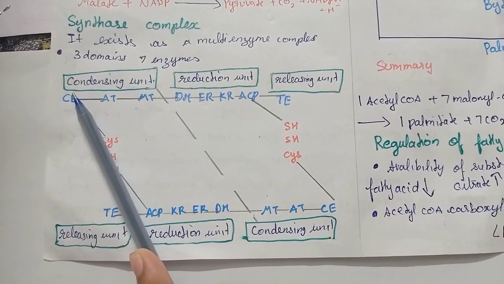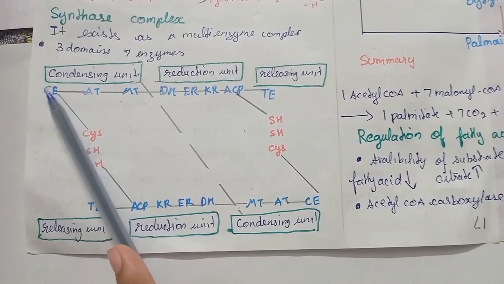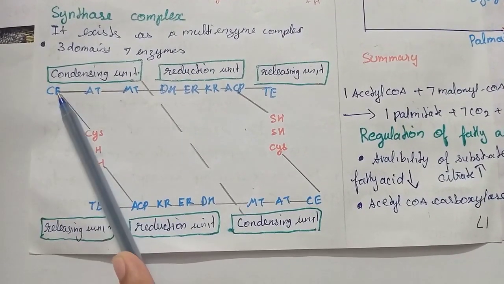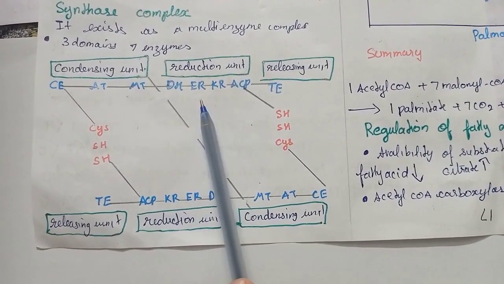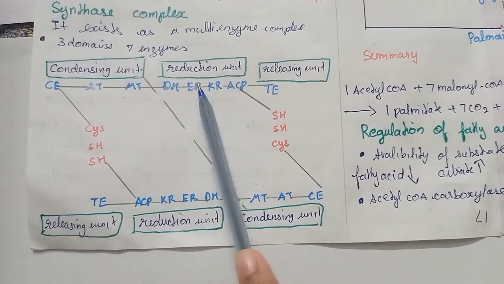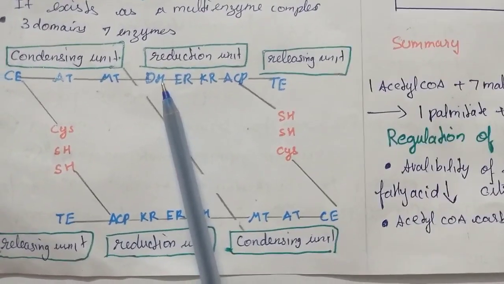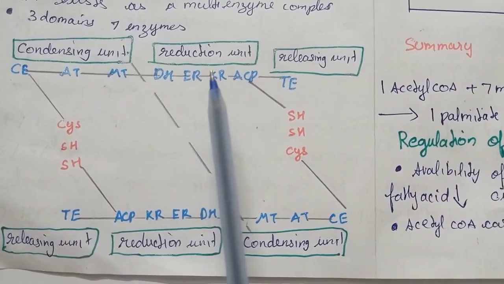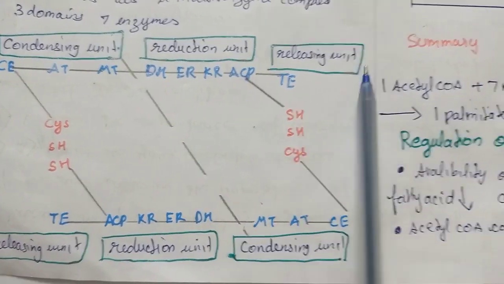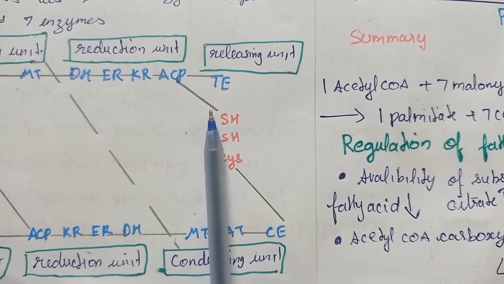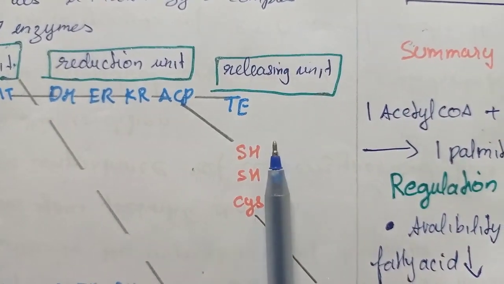First domain or condensing unit, it consists of the following enzymes, that is beta-keto-acyl synthase or condensing enzyme, acetyl transferase, and malonyl transferase. The second domain is called the reduction unit. It consists of 4 enzymes, that is dehydratase, enoyl reductase, beta-keto-acyl reductase, and acyl carrier protein. The third domain is releasing unit, which is involved in the release of the fatty acid. In our case, the main fatty acid is palmitate.